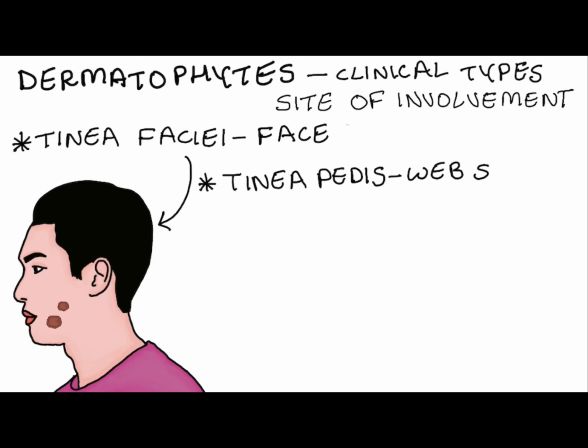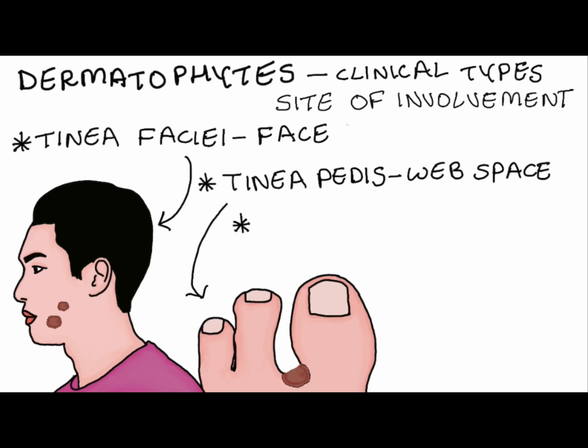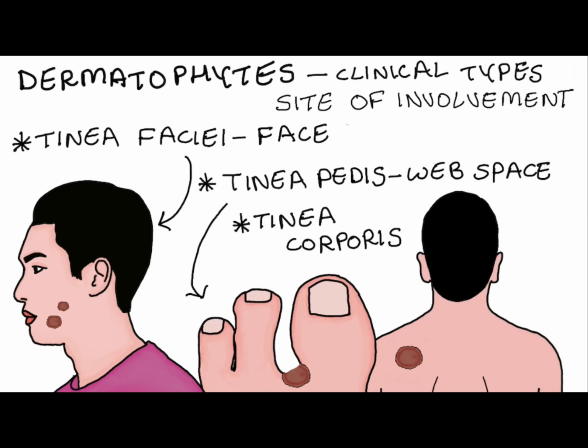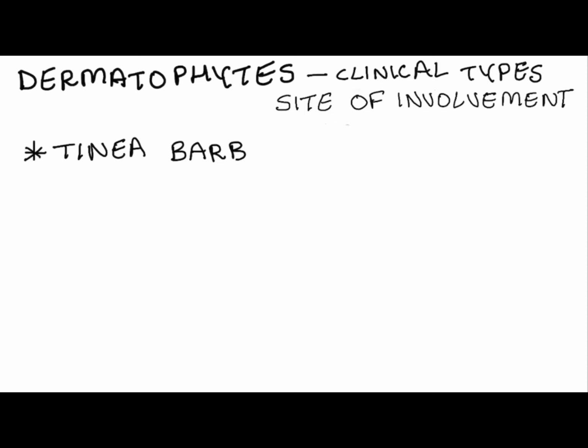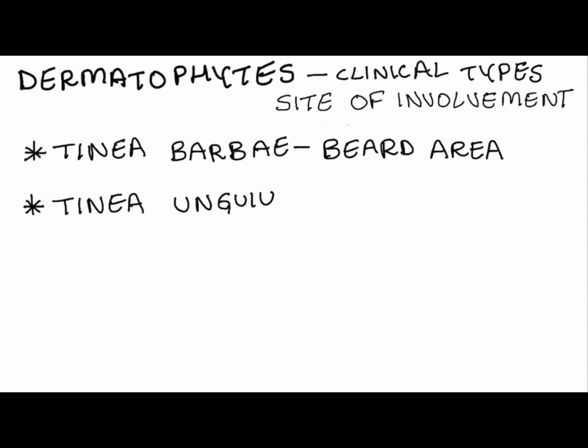Tinea pedis affects the web spaces between the toes. Tinea corporis causes infection of the skin on the trunk and limbs. Tinea barbae causes infection of the beard area. Tinea unguium causes nailbed infection.